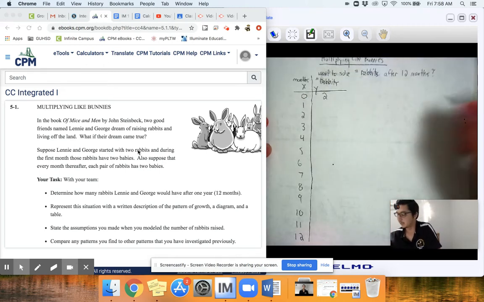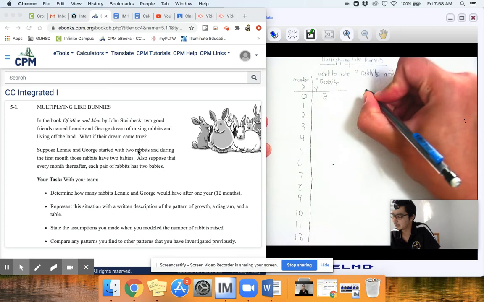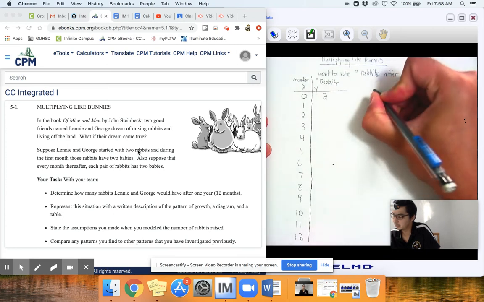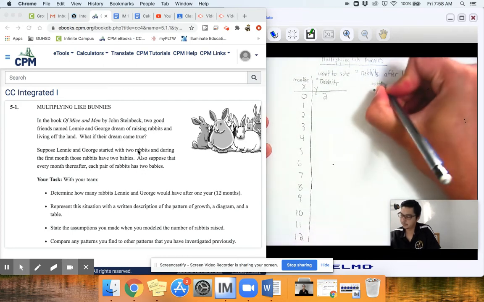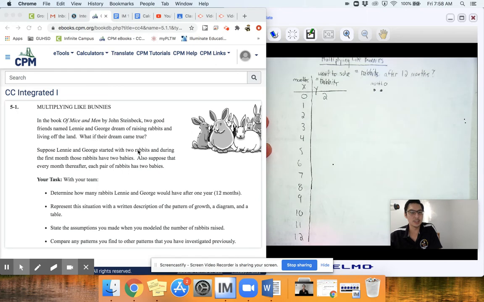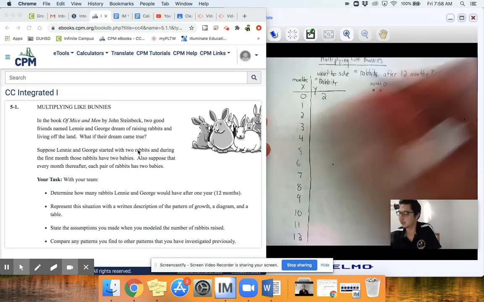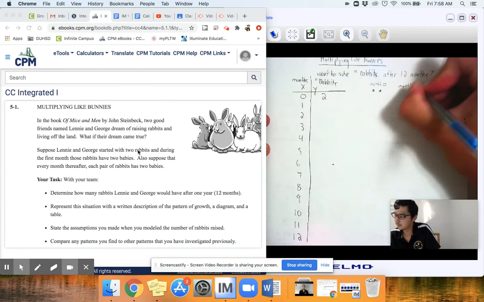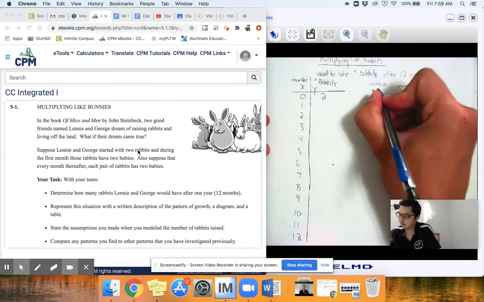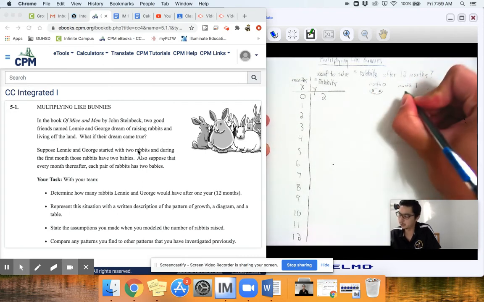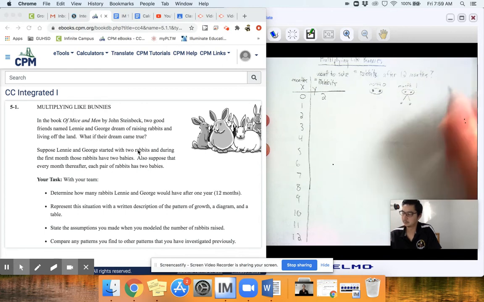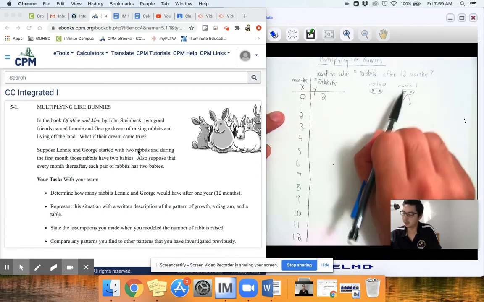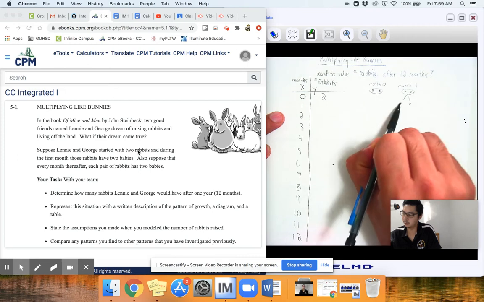If I have a little picture off to the side here, they had 2 rabbits. That's month 0, in the very beginning. And it says, suppose that every month thereafter, each pair has 2 rabbits. So if I went to month 1, this pair is going to have 2 rabbits. So that original pair will now have 2 rabbits. How many are there after 1 month? Well, there's the 2 from the first month, 1, 2, plus 2 more, which is 4.